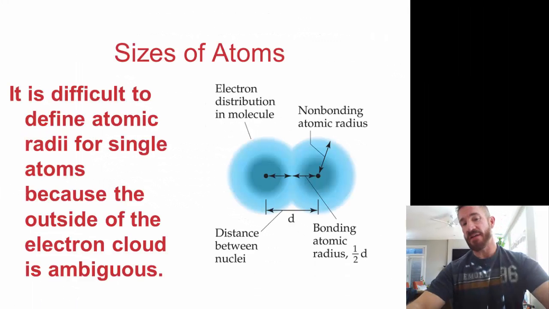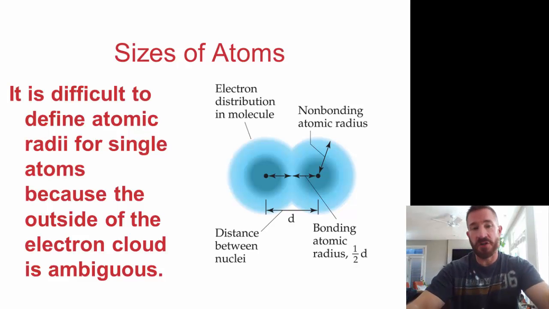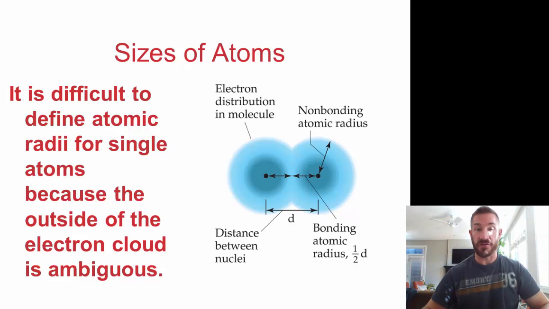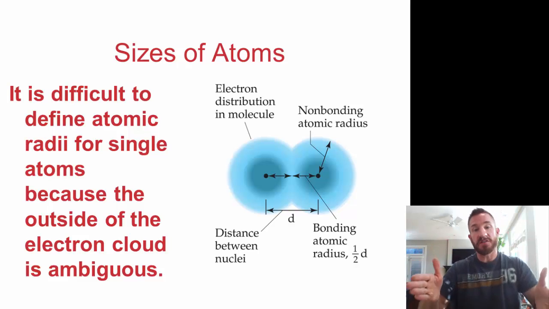How do we get to the size of atoms? First of all, it's difficult to determine because the outside of the electron cloud is ambiguous. There's not a specific boundary where the electron clouds end. So what we do is we look at when two atoms are next to each other. If you have two atoms next to each other, we basically take the distance between the two nuclei, cut that in half, and we say that's the radius.